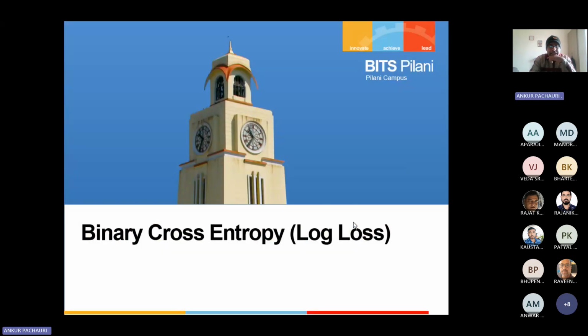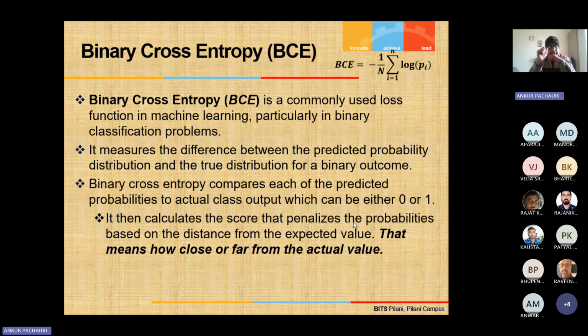Okay, so let us look at each one of them in a bit of detail. So one of them was binary cross entropy.